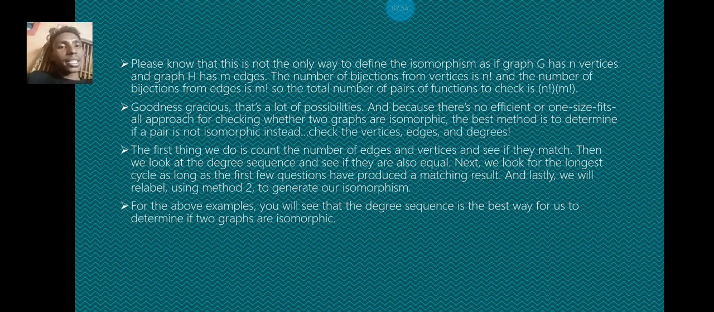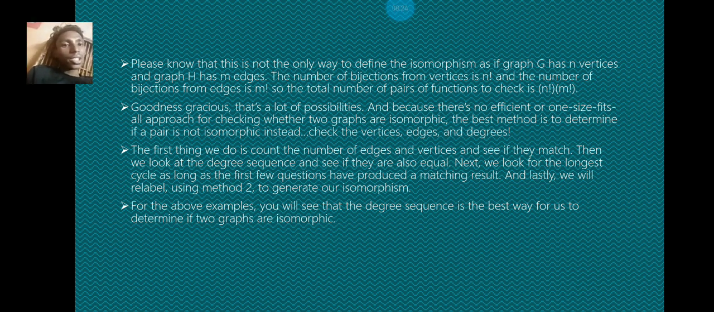Please note that this is not the only way to define the isomorphism. If a graph G has n vertices and m edges, the number of bijections from the vertices is n factorial and the number of bijections from the edges is m factorial. So the total number of pairs of functions to check is n factorial times m factorial.